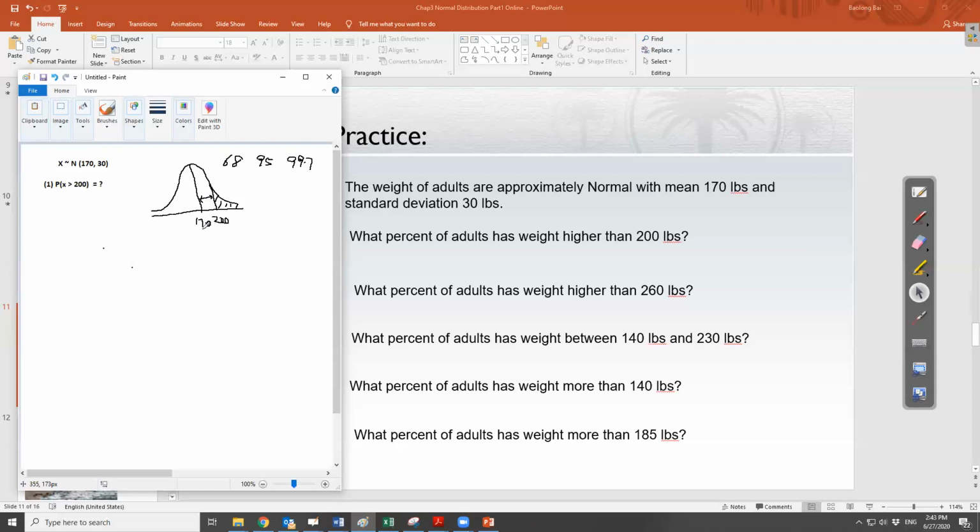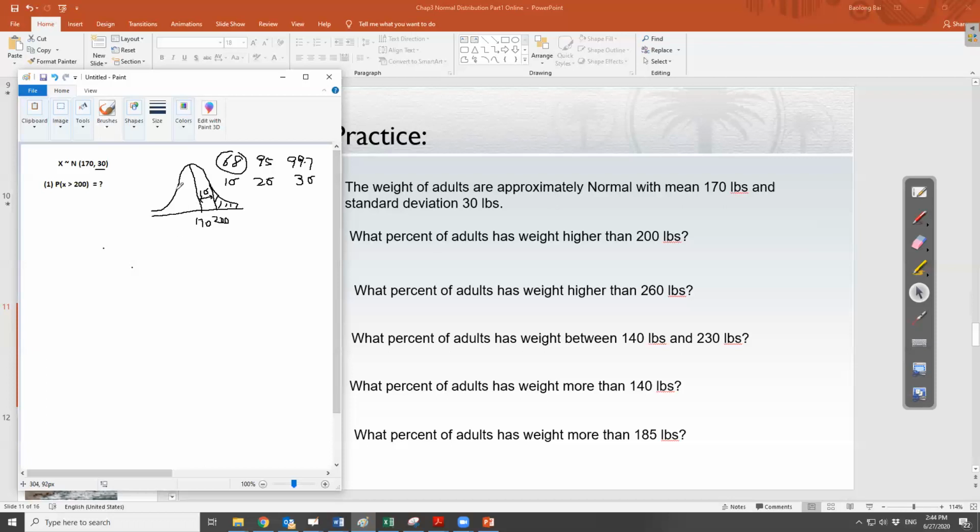So from 170 to 200, the distance is 30, right? But we're going to use the number of standard deviations to represent the distance. 30 is exactly 1 standard deviation. So if it is 1 standard deviation, we know we need to use the 68 rule. So we can find this probability.